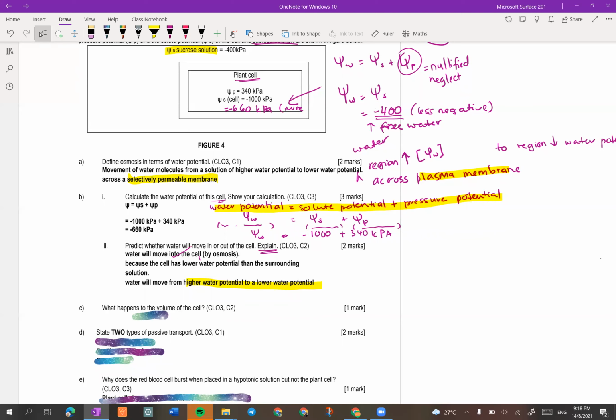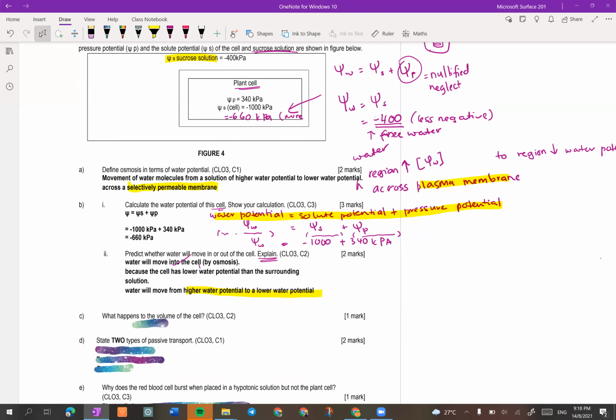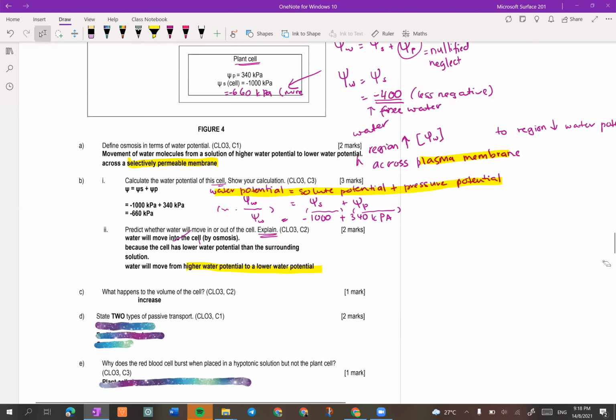So what happened to the volume of the cell? So kalau dia masuk ke dalam, dia akan increase. State 2 types of passive transport. So passive transport ada 3 sebenarnya, yang pertama dalam you punya syllabus lah. Yang pertama adalah diffusion. Kita ada juga osmosis and facilitated diffusion.